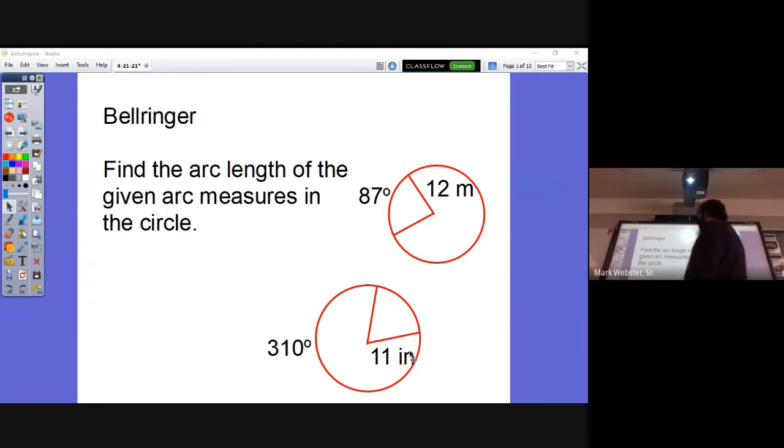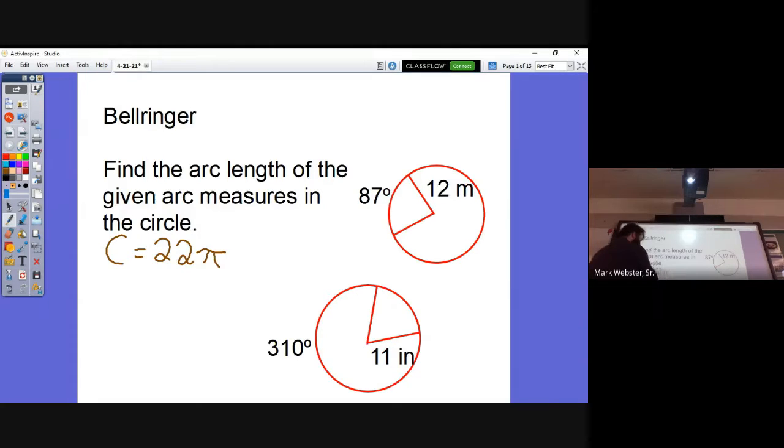Once again, with these, remember, just like we talked about on Monday, just find the circumference and then figure out what the fraction is, right? So with this first one, you've got 2 pi r. They give you the radius is 11 inches. So you know that the circumference is 22 pi, right? That's what the whole way around is. But we don't want the whole way around. We just want 310 out of 360, right? So let's figure that out.